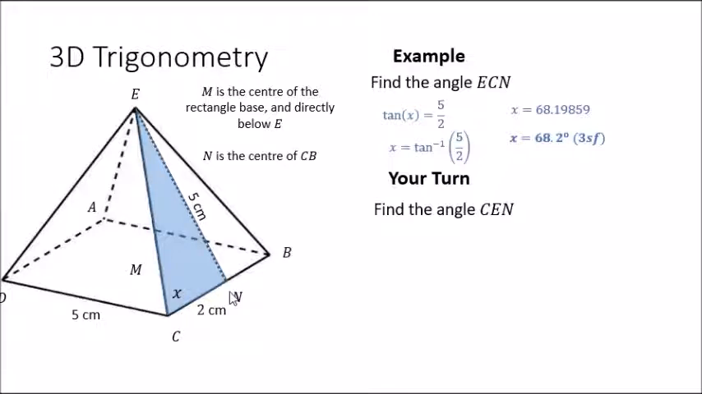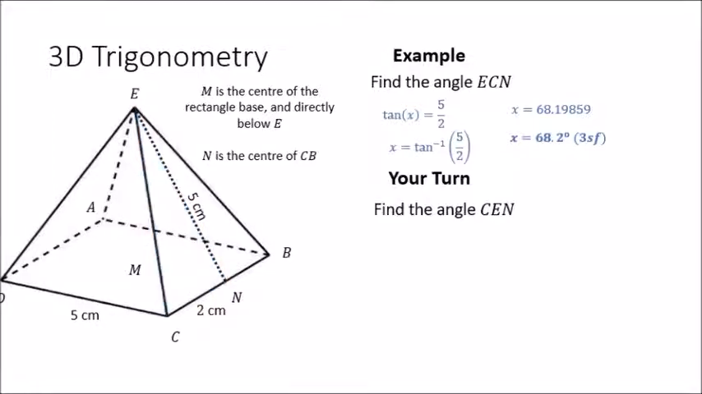Therefore we can use tan. So tan x is 5 over 2. And because of that, we can do inverse tan of both sides to get x is inverse tan of 5 over 2. So therefore x is 68.2 to 3 significant figures. Alright, your turn. Have a go at finding the angle CEN.